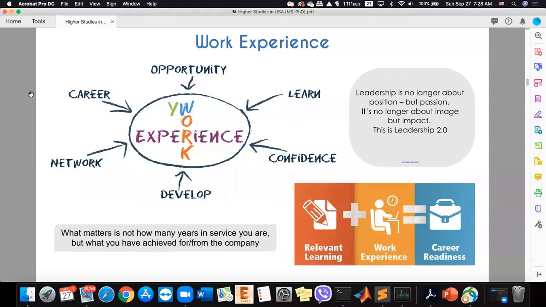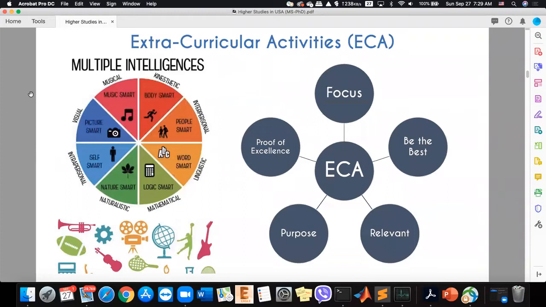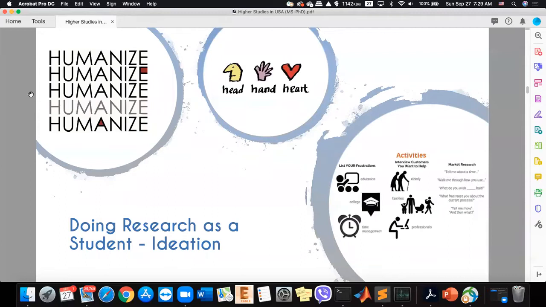And as I was saying, work experience is a combination of the skills that you learn from the ECAs as well as your academics. That is essentially what is summarized in this slide: your work experience plus whatever you learn from the academics and ECA indicates whether you are ready for your career, and that career might be grad school. That's why I was saying that ECAs need to be relevant, because if they're not relevant, they'll probably not be useful to you in the future.